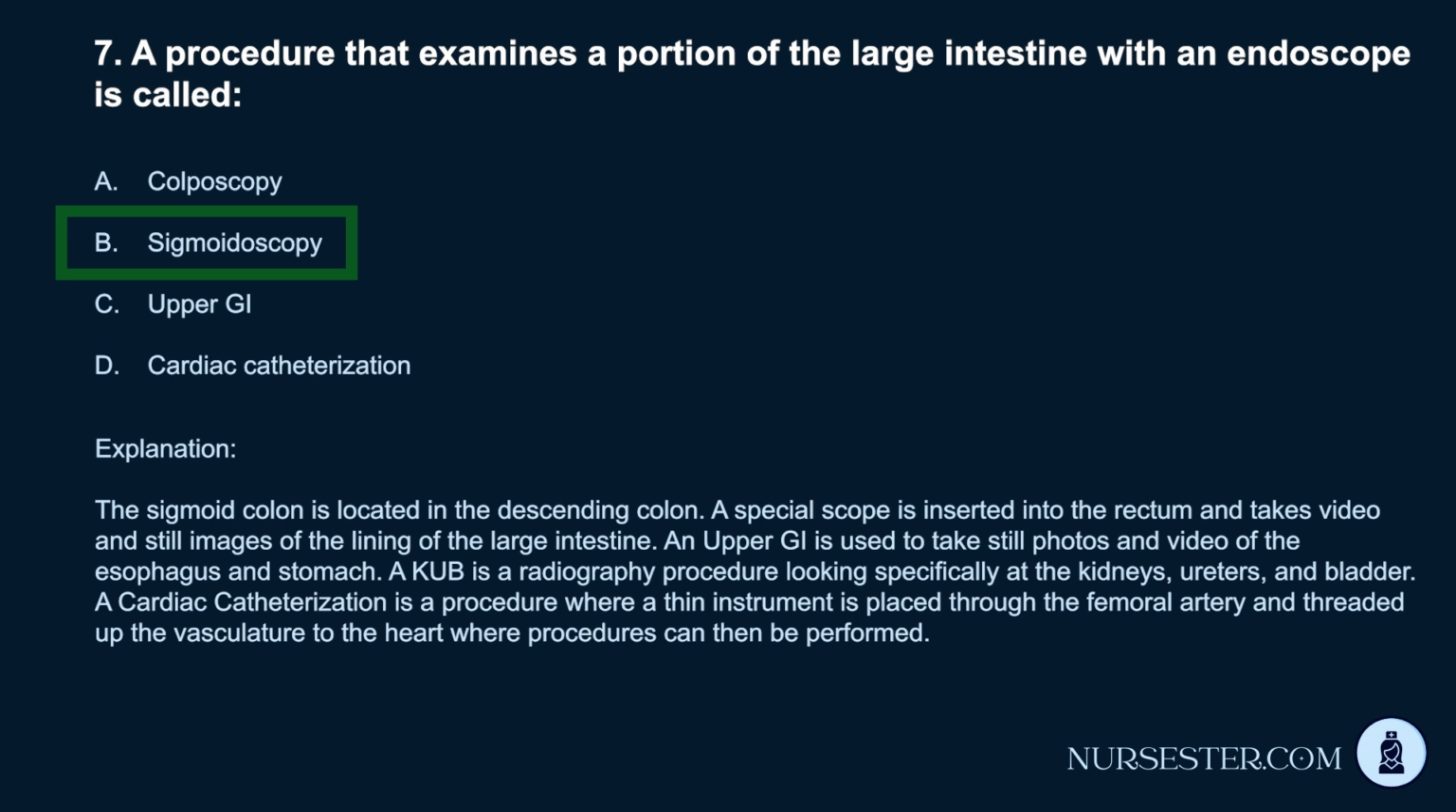A special scope is inserted into the rectum and takes video and still images of the lining of the large intestine. An upper GI is used to take still photos and video of the esophagus and stomach. A KUB is a radiography procedure looking specifically at the kidneys, ureters, and bladder. A cardiac catheterization is a procedure where a thin instrument is placed through the femoral artery and threaded up the vasculature to the heart, where procedures can then be performed.